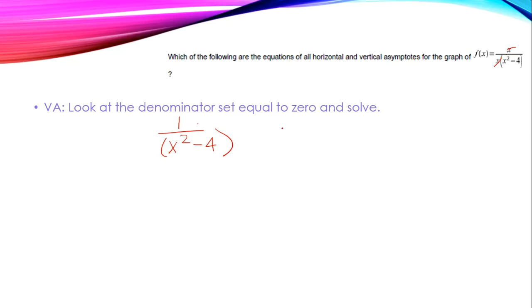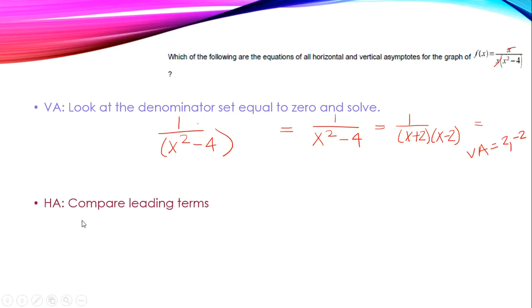So now I'm going to set the denominator equal to 0 in order to solve this for vertical asymptotes. I can factor that denominator into x plus 2, x minus 2. And when I set each of those factors equal to 0, I would get that my vertical asymptote, so my VA, would equal 2 and -2. For the horizontal asymptotes, we compare the leading terms. So in this case, okay, our leading coefficient is in the denominator. So therefore, my horizontal asymptote would be y equals 0.